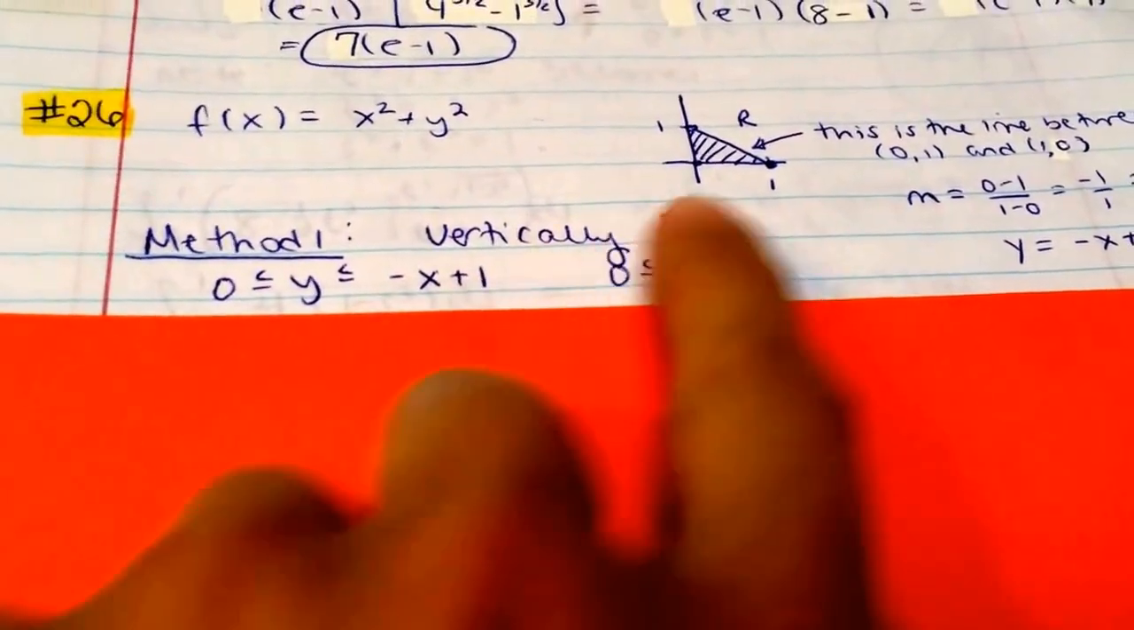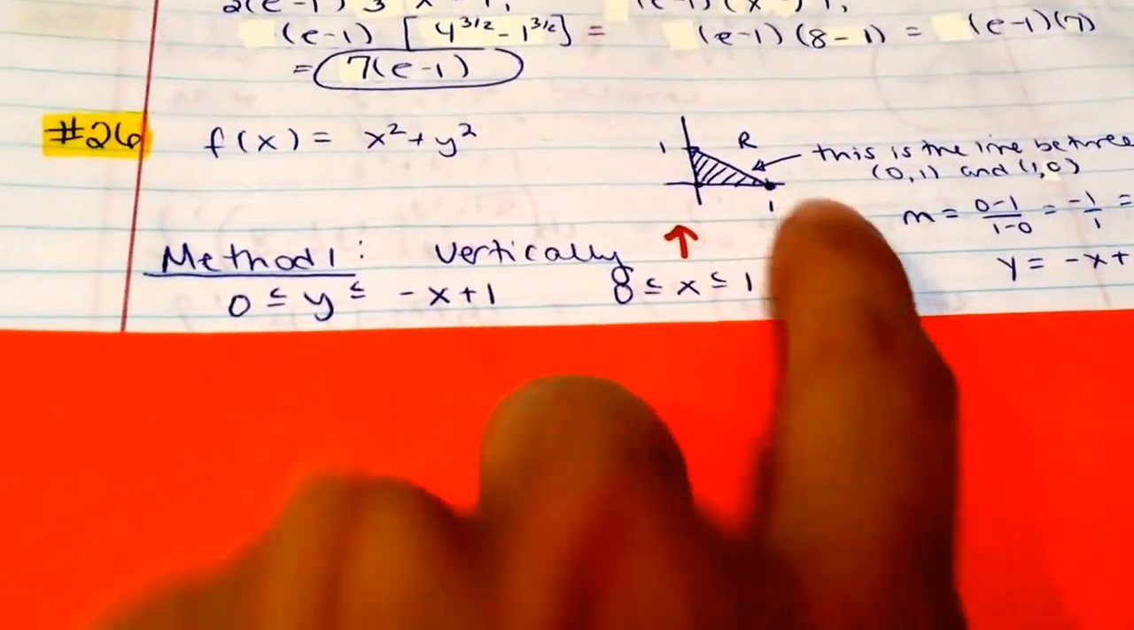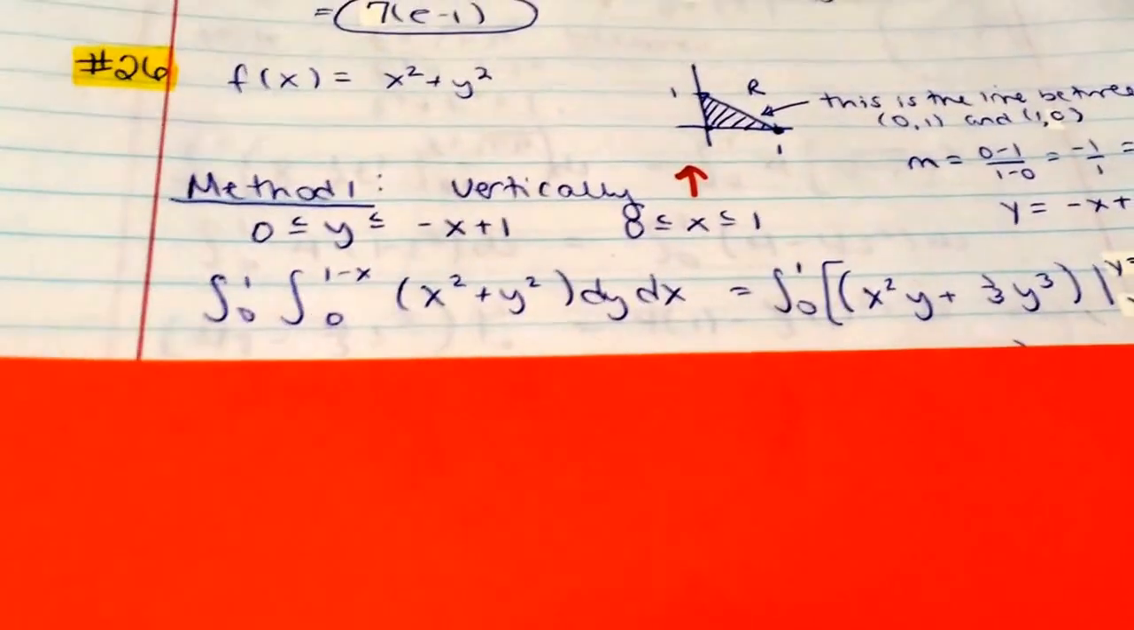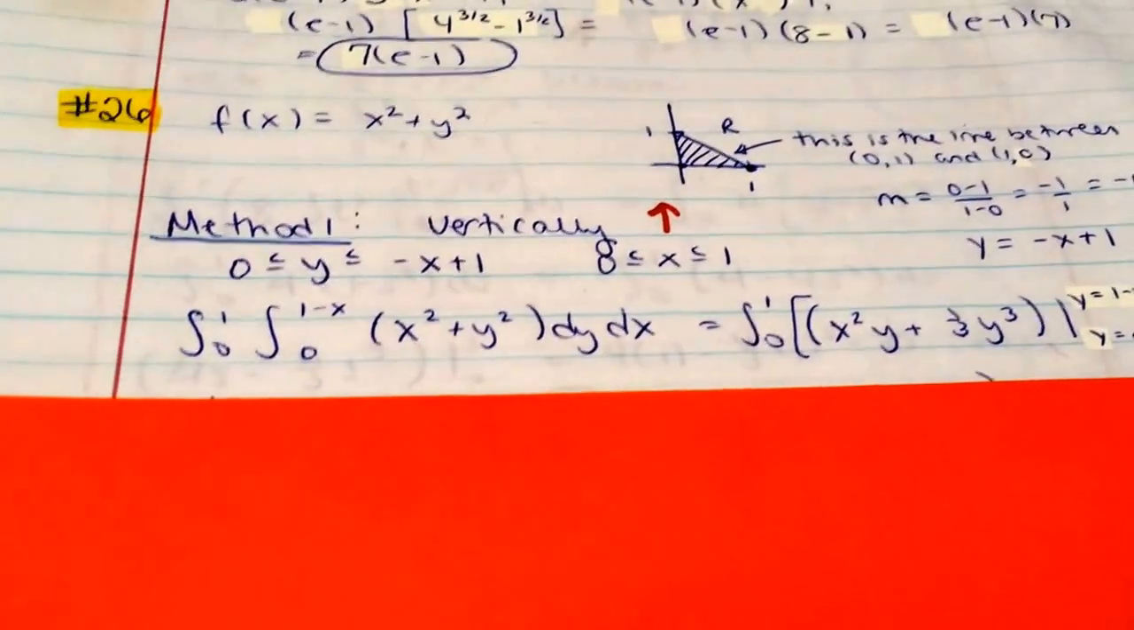Okay, so the y's at the bottom would be 0. At the top would be the line. The x's are between 0 and 1. So you set it up with the y's on the inside if you're doing this vertically. So you have the functions in here. Then you're integrating with respect to y.